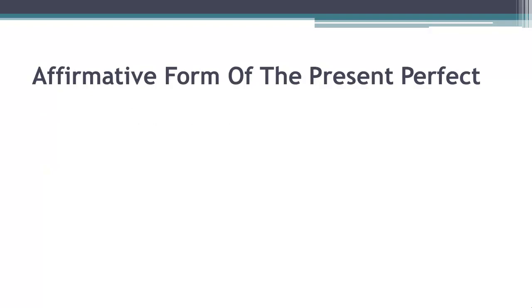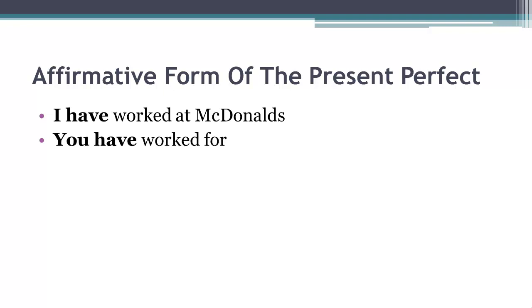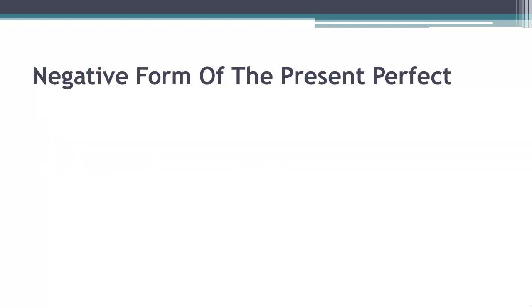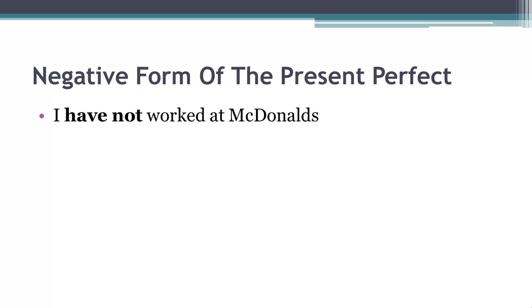Okay, let's look at some examples of the affirmative form of the present perfect. I have worked at McDonald's. You have worked for them 3 times. He has worked at Walmart his whole life. Now let's look at these same sentences in the negative form. I have not worked at McDonald's.